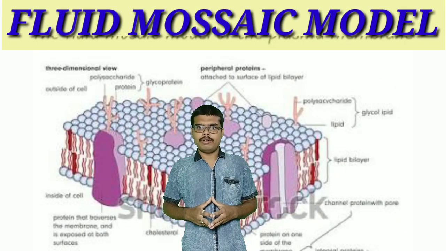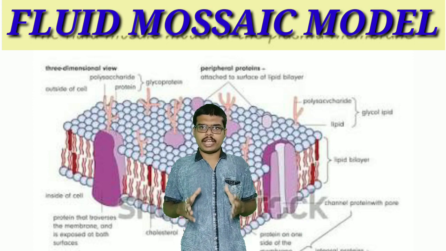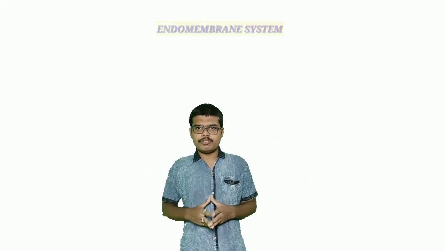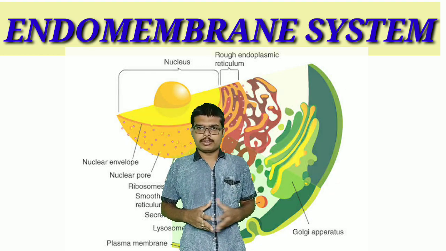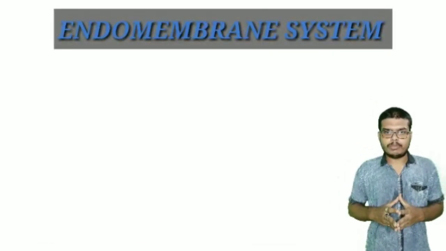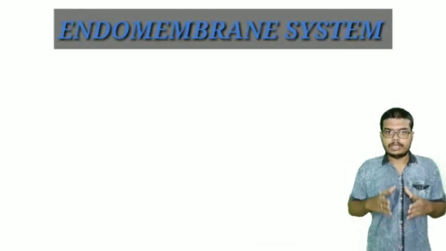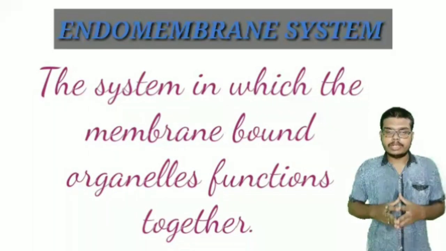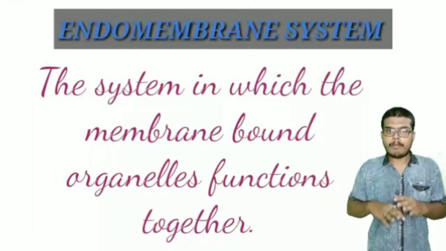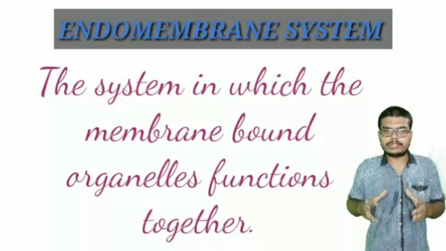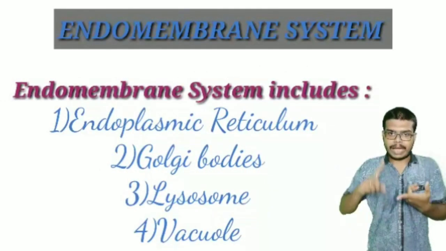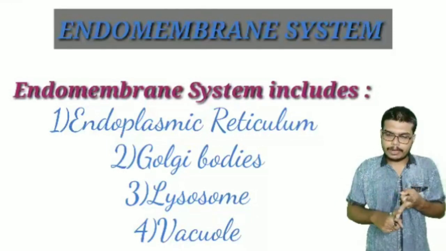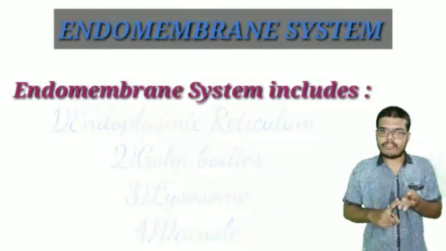In my last video, I discussed the fluid mosaic model of the plasma membrane. In this video, I will discuss the endomembrane system. So let's start. Now I will discuss the endomembrane system. This endomembrane system means the system in which some membrane-bound organelles function together. In the cell, this endomembrane system includes the endoplasmic reticulum, Golgi apparatus, lysosome and vacuoles.